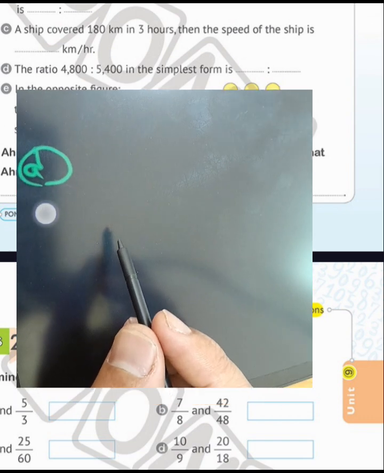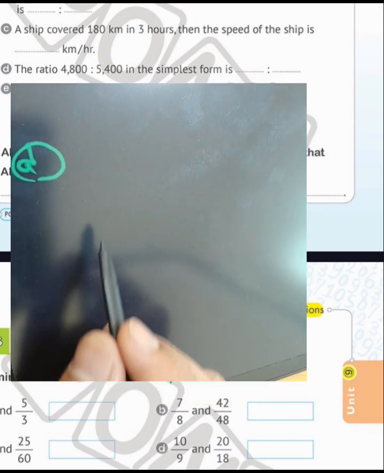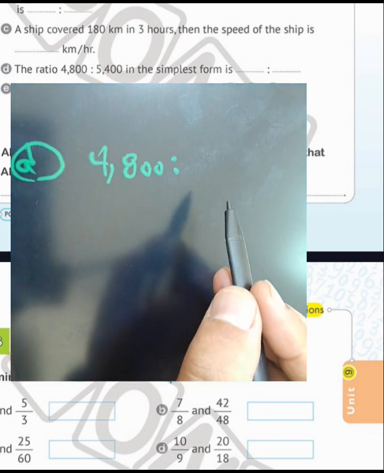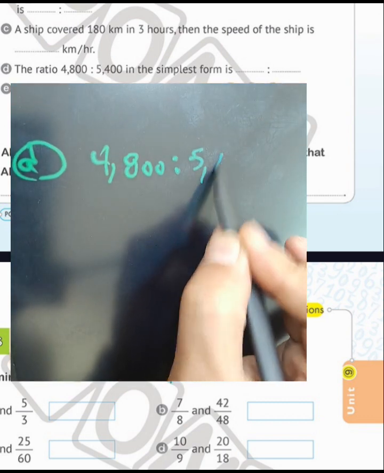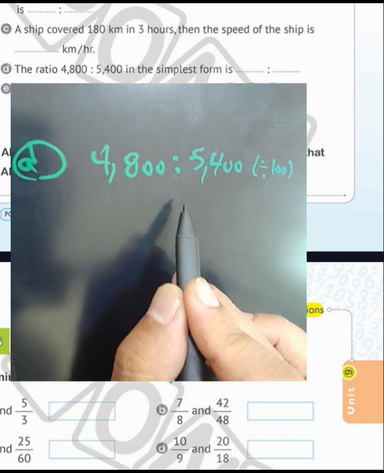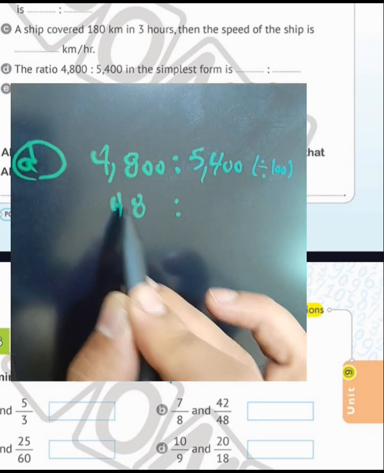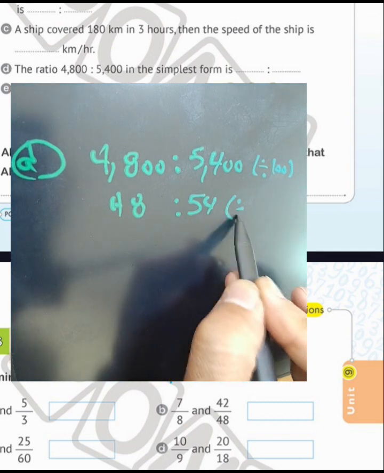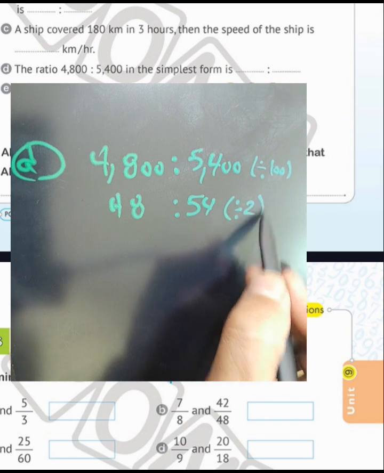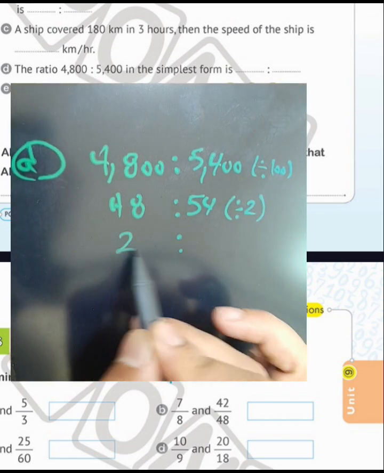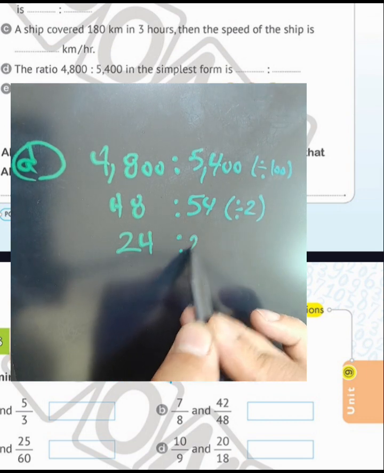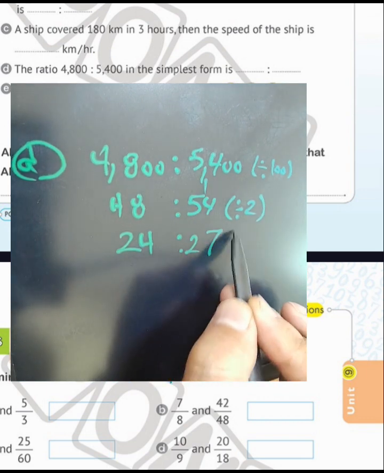The ratio between 4,800 to 5,400. We can simplify it by dividing by 100. The result will be 48 to 54. Simplify by dividing both numbers by 2. 48 divided by 2 equals 24. 54 divided by 2 equals 27.